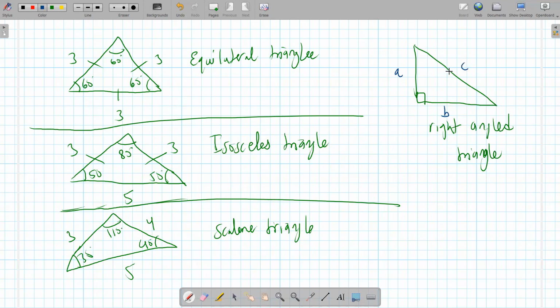You see side C is opposite of this 90-degree sign, right? So what does this mean? This means in a right angle triangle, C is called the hypotenuse. There's a term for what this side is called. It's called a hypotenuse, and it is always the longest side. So if this is 4, this is 3, then this must be 5. It must be longer than the other two sides.